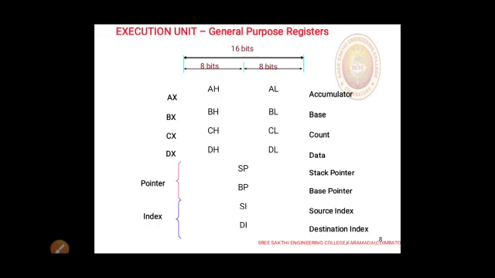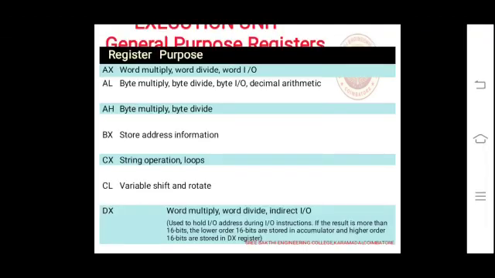And also it has 2 pointer registers and 2 index registers. The pointer registers are the stack pointer and base pointer. The index registers are the source index and destination index. Here AX is the general purpose register which is denoted as the accumulator register, which is used to store the results of arithmetic and logical operations. Arithmetic operations are nothing but addition, subtraction, multiplication and division.